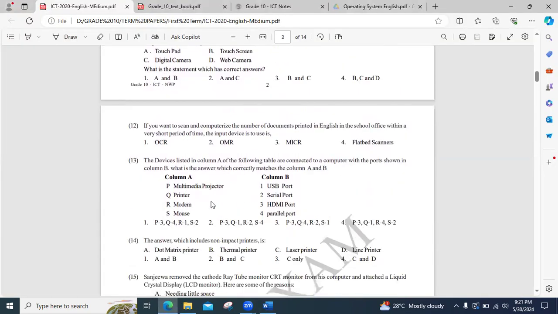So then we move on to the 12th question. If you want to scan and computerize a number of documents printed in English in the school office within a very short period of time, the input device to use is the optical character reader, OCR. If you want to read the documents, optical character reader.